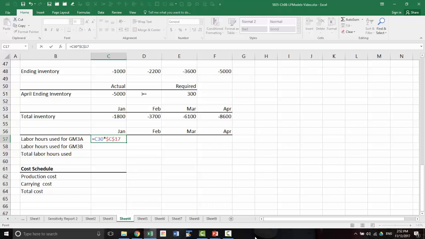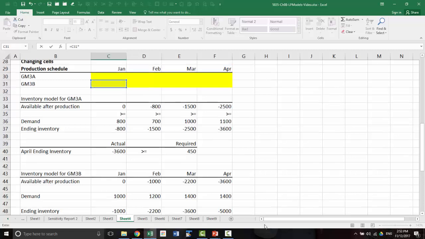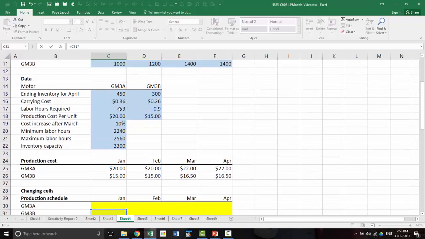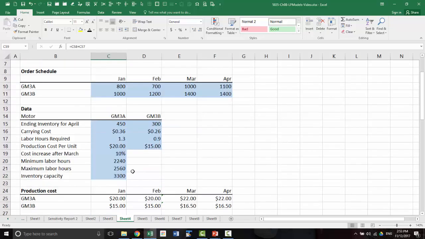Now labor needed for B, so that is the number of units that will be produced times the labor needed here, that one. Again, absolute reference that. And now if you add the two, that will be the total labor that will be used. Copy that over. Now it is this that has to stay within these two limits, minimum and maximum.